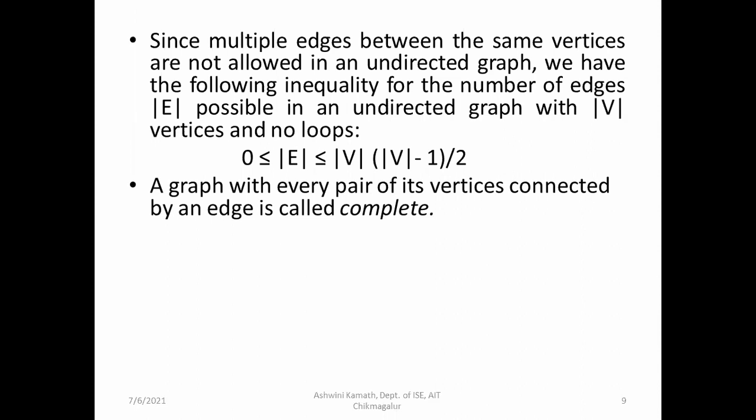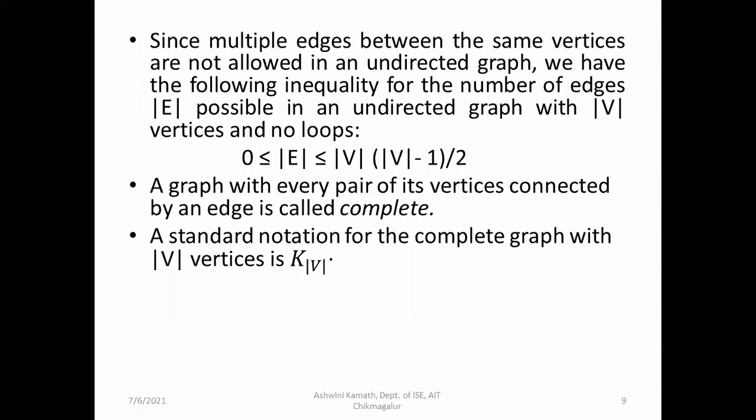If we have edges between every pair of vertices, for example, if we have A, B, C, D as 4 vertices, in between all the pairs of vertices like A to B, A to C, A to D, then B to A, B to C, B to D, in each and every pair of vertices, if we have edges, then it is called a complete graph. A standard notation for the complete graph with number of vertices V is KV.